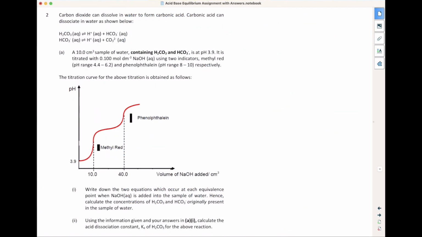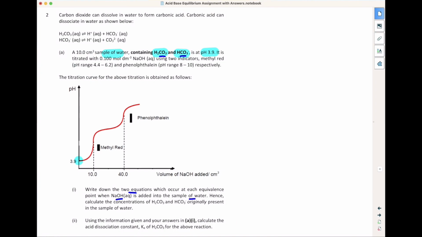Okay, let's see how we do question 2. Right, so they say there's a sample of water containing these two at pH 3, right over here. So what they're trying to say is initially it is already a buffer, because it consists of both of these. Okay, and it was titrated with sodium hydroxide using 2 indicators. Okay, the titration is as shown. Okay, write down the 2 equations that occur at each equivalence point when sodium hydroxide is added into the sample of water.